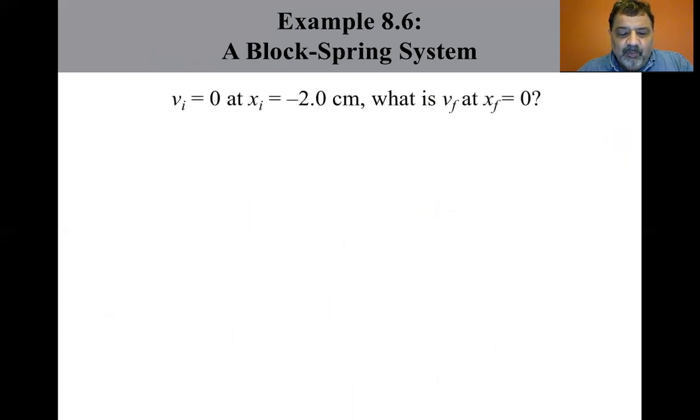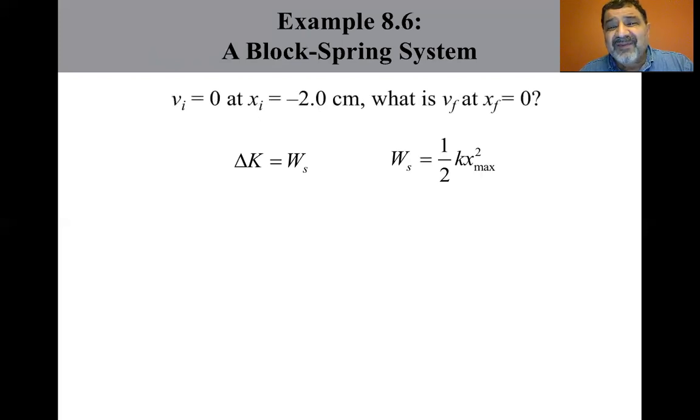We write the appropriate reduction of the conservation of energy equation for the block being pushed by the spring. Change in kinetic energy is equal to the work done by the spring. Find the work done by the spring on the system. Work is equal to 1/2 k x squared max.